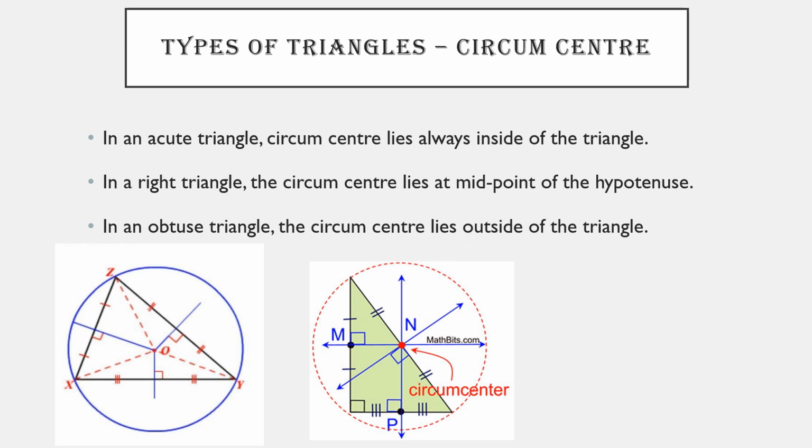And if you take an obtuse angle triangle, then the circumcenter lies outside of the triangle. The circumcenter lies outside of the triangle. You can notice in the picture.